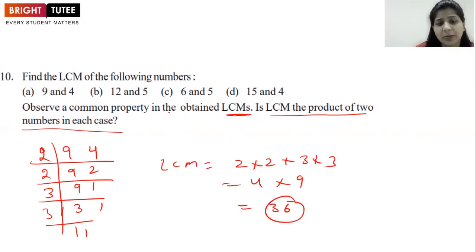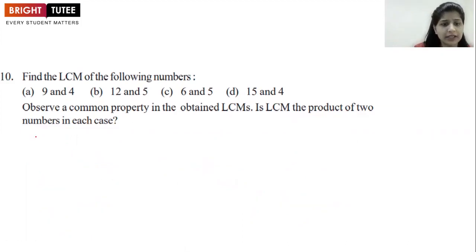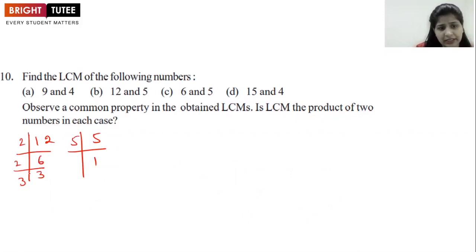So observe a common property in the obtained LCM. Is the LCM the product of the numbers in this case? Yes, it is the product of the numbers in this case. So yes, in the first part, the LCM is the product of the two numbers. Let us try the second part. In the second part, that is 12 and 5, 5 is a prime number, the factor is 5 only, and for 12 we will write like this: 2 6s are 12, then 2 3s are 6, and then 3 1s are 3. So for 12 and 5, I have done it with another method so that you can recall it. It is 2 into 2 into 3, and it is 5 here.